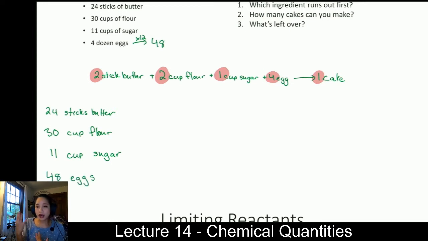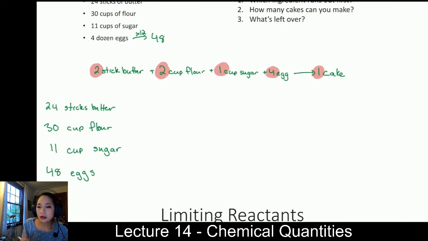All right. So that's what my kitchen is stocked with. Usually how I approach limiting reactants like this is I calculate the max number of product we can make. So in this case, cakes: what is the maximum number of cakes you can make with each of these ingredients?